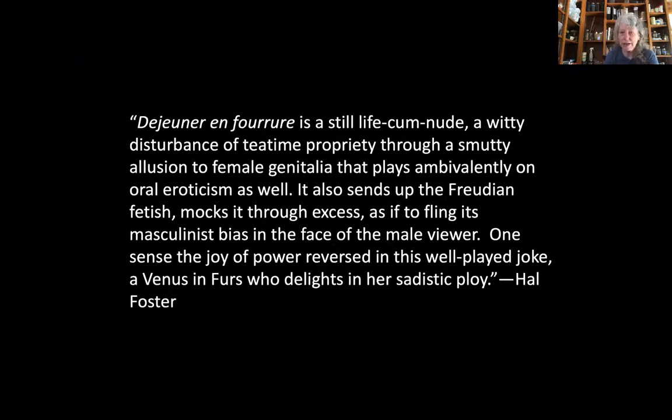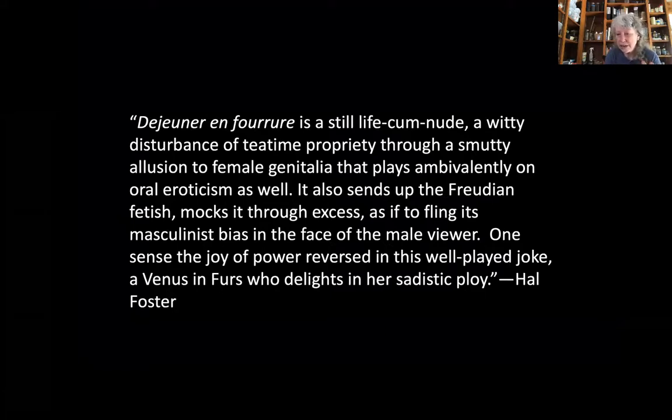Now, to understand, Breton came up with a new name for it, déjeuner en fureur. So what that means is breakfast in furs. All right, so I think you can see where this is going. It alludes to the Manet painting, Déjeuner sur l'herbe, luncheon on the grass, right? Late lunch, brunch on the grass.